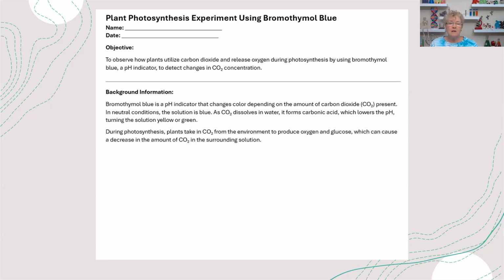In neutral conditions, the solution is blue. As carbon dioxide dissolves in water, it forms carbonic acid, which lowers the pH, turning the solution yellow or green. During photosynthesis, plants take in carbon dioxide from the environment to produce oxygen and glucose, which can cause a decrease in the amount of carbon dioxide in the surrounding solution. Okay, the term pH keeps coming up here. What does pH even tell us?